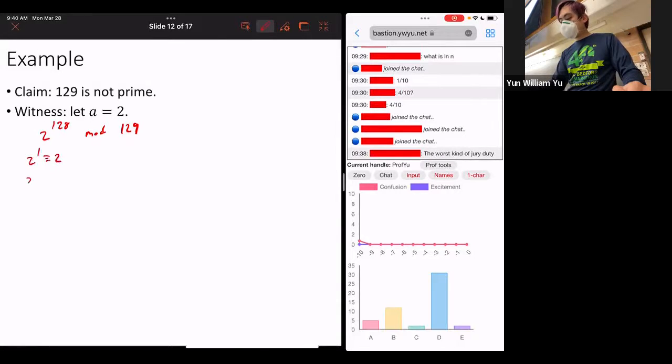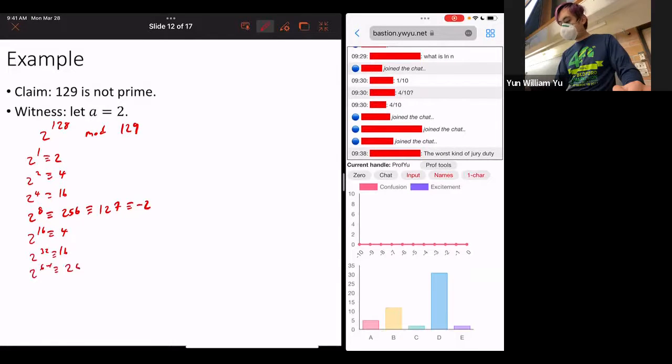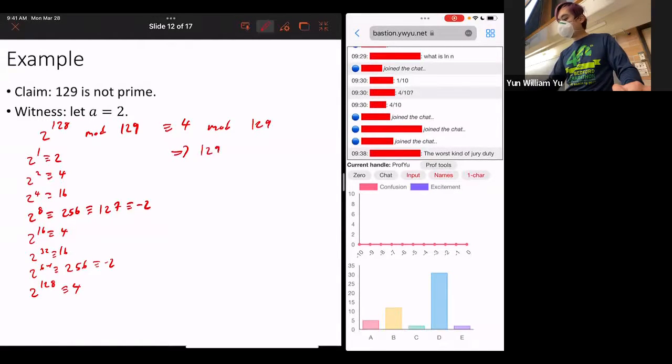2 to the 1 is congruent to 2. 2 squared is congruent to 4. 2 to the 4 is congruent to 16. 2 to the 8 is congruent to 256, which is congruent to 127, which is congruent to minus 2. 2 to the 16 is congruent to 4. 2 to the 32 is congruent to 16. And 2 to the 64 is again congruent to 256, which is congruent to minus 2. And 2 to the 128 is congruent to 4. So this is congruent to 4 mod 129. And therefore, we can say that 129 is not prime, because we called the witness to the stand, and the witness showed that 129 is not prime.